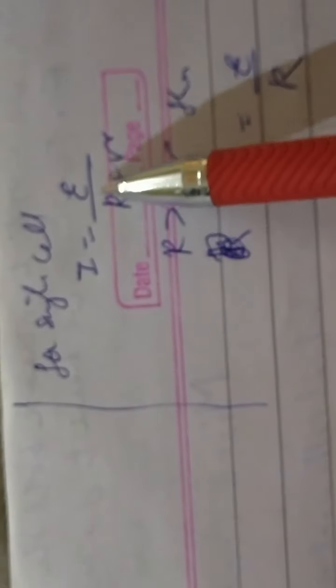Okay. Now due to single cell, if there is one cell, again we will get the current will be equal to E upon R plus R. If capital R is very large, then current due to single cell, this is one cell, will be E upon R.